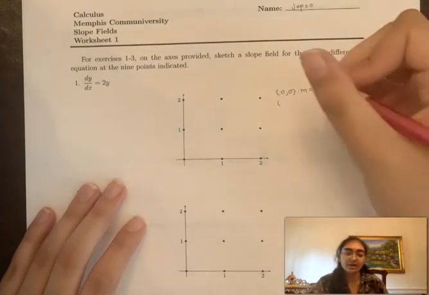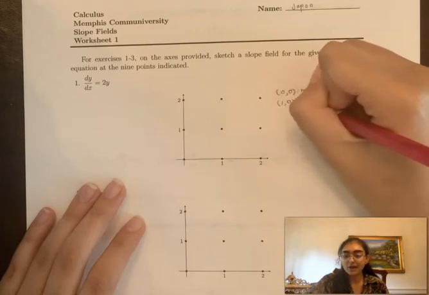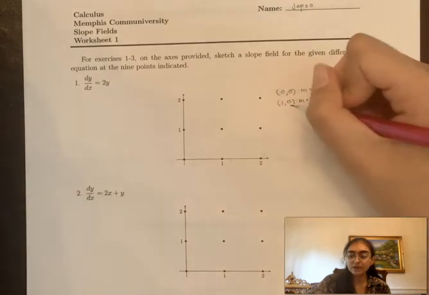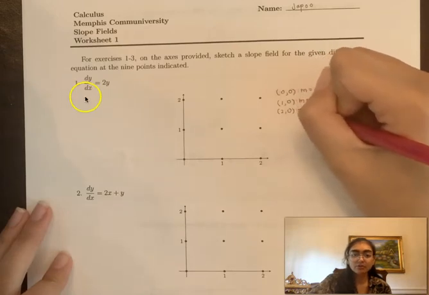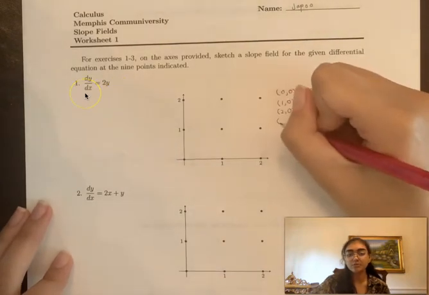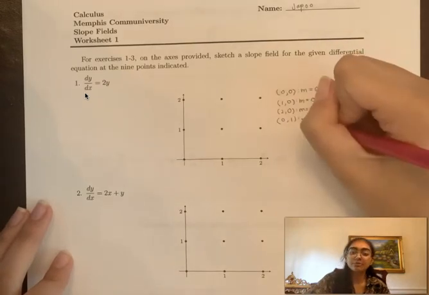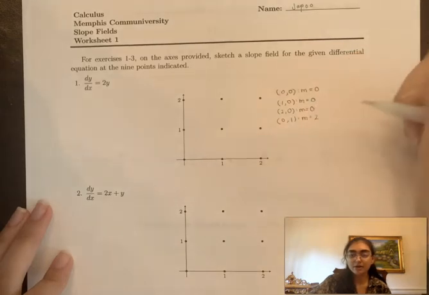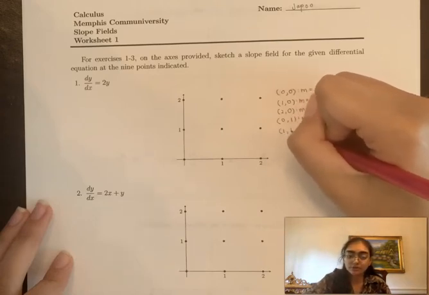To find the slope at each point, we have to plug the x and y coordinates into the differential equation. The answer that we get is going to be our slope for that point. As you can see in number 1, we only have a y value that we can plug in. The slope of these points is based on its y value, so we only have to plug in the y value for each point. I've already started writing on the right side the points and then the slope at each point.